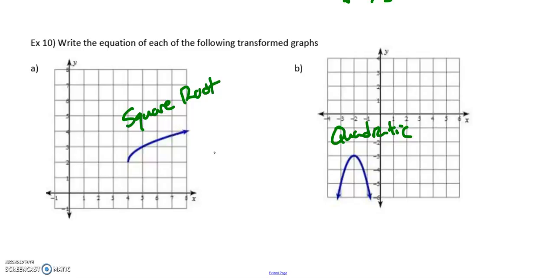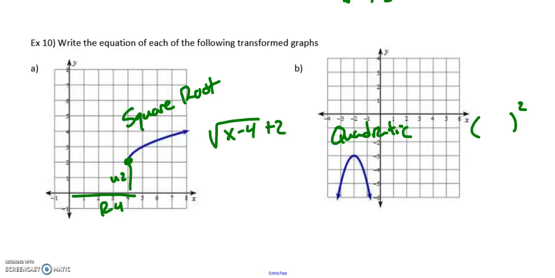So for the square root, I'm going to go ahead and just put my square root. And for the quadratic, I'm going to go ahead and put something squared. And then I can add as I need to. When I look at the square root, I've tracked 0, 0, and it looks like it's gone right 4 and up 2. So to go right 4 and up 2 is going to look like that. The minus 4 in the middle and the plus 2 outside. For the quadratic, it looks like 0, 0 has gone left 2, down 3. So left 2, down 3.